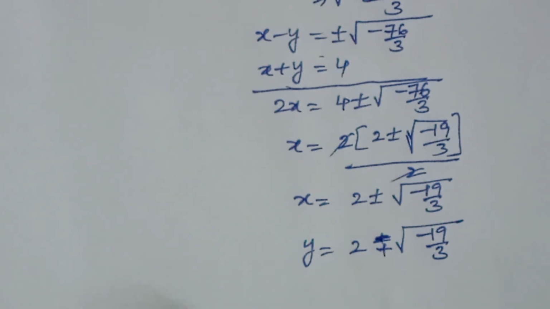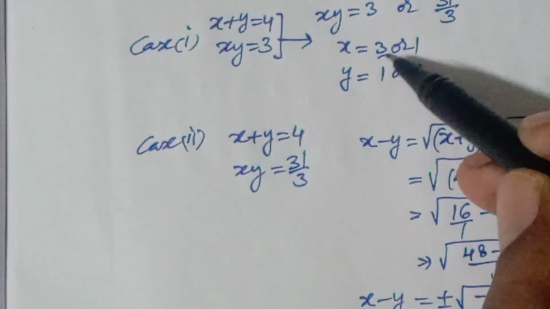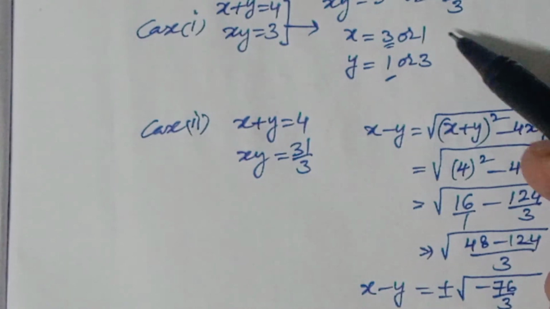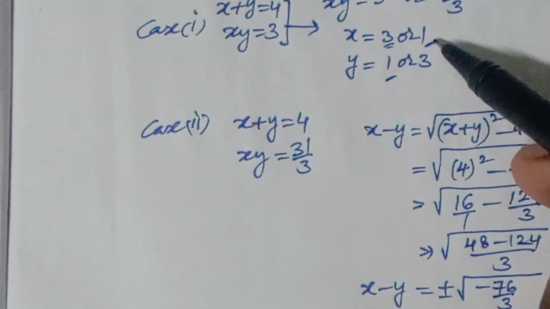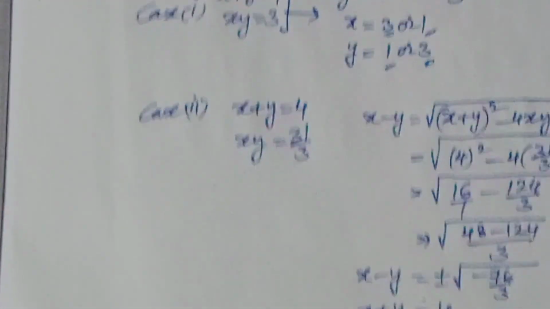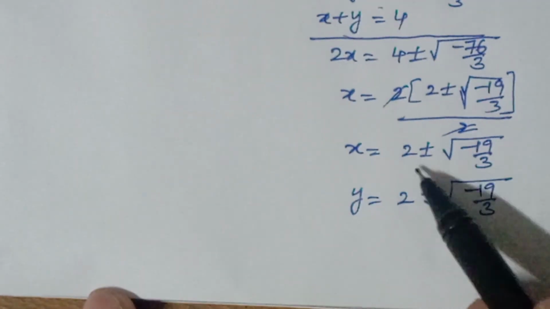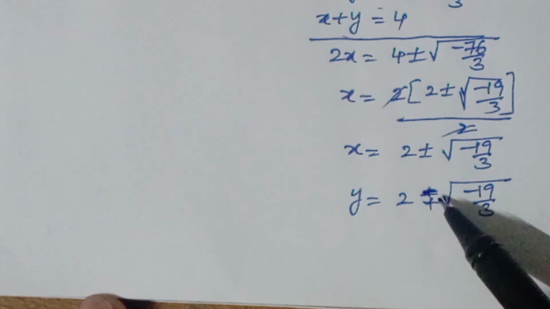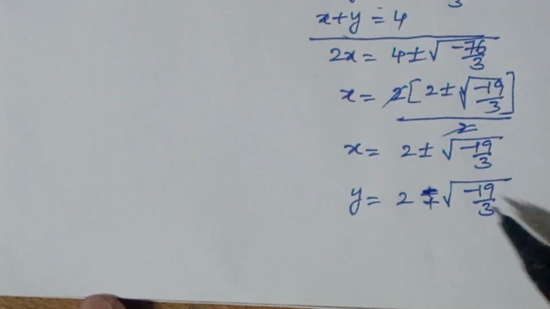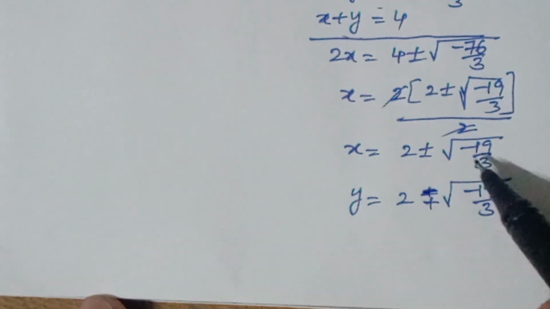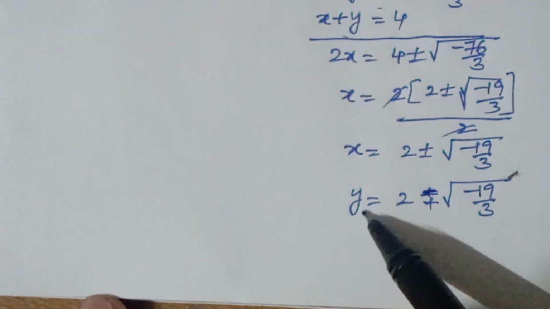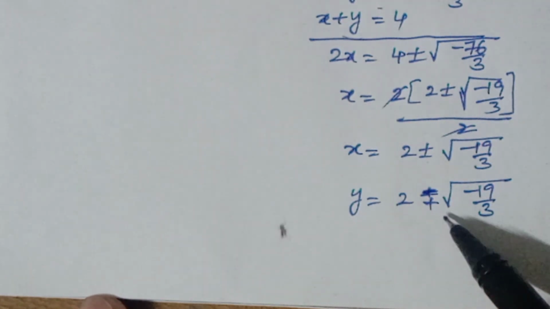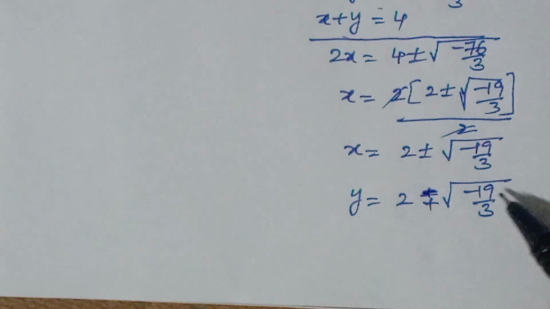First one is x value 3, y value 1. Second case x value 1, y value 3. Third case x value 2 plus root of minus 19 by 3, y value 2 minus root of minus 19 by 3. Fourth, x value 2 minus root of minus 19 by 3, y value 2 plus root of minus 19 by 3.